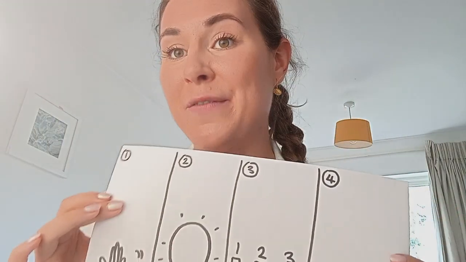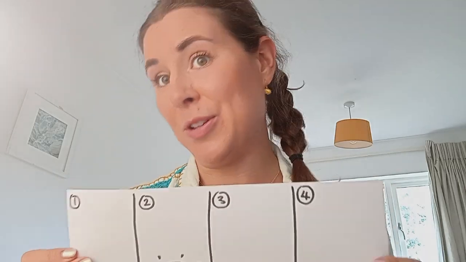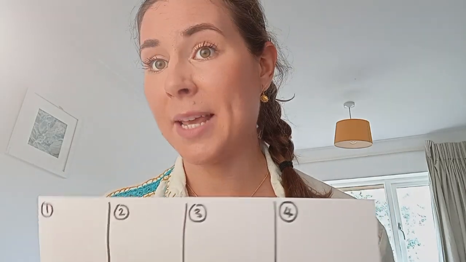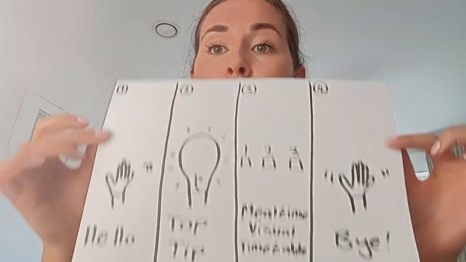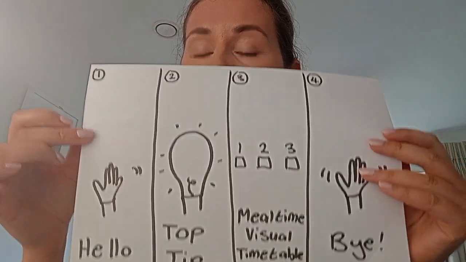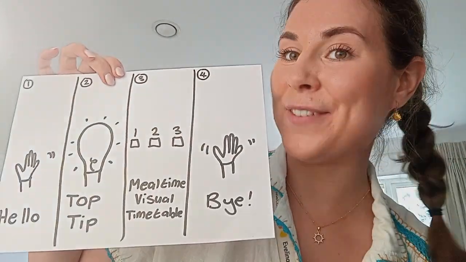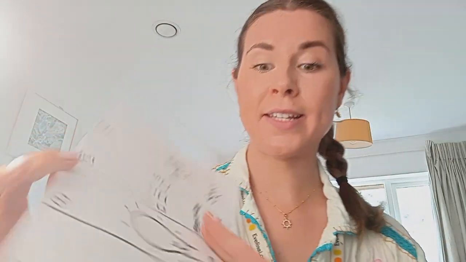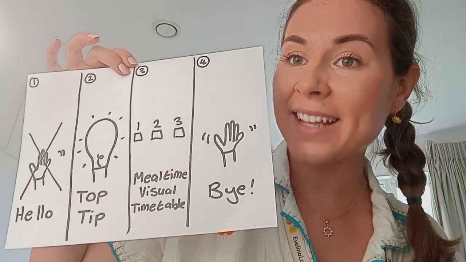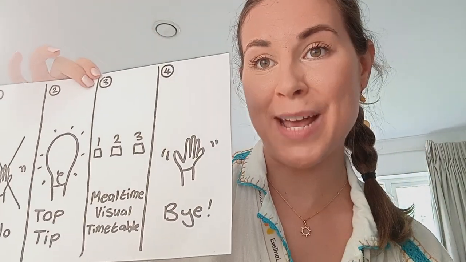This is the simplest version of a visual timetable you can make, and you can also do something like this for the mealtime timetable I'll show you later. What we'll do is when each of these is finished, we're going to cross it off with a pen. So for today, our hello, this is finished, so we can cross this off. I'll take my pen and I'll cross off hello from the visual timetable. Now next, it's time for our top tip of this video.